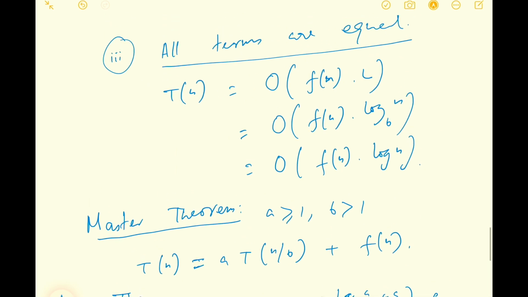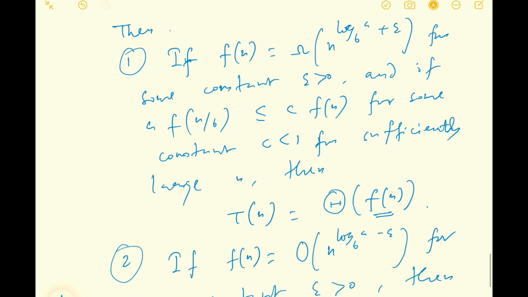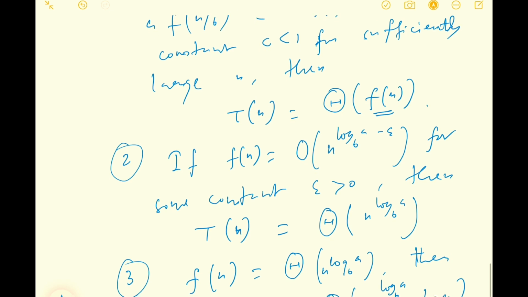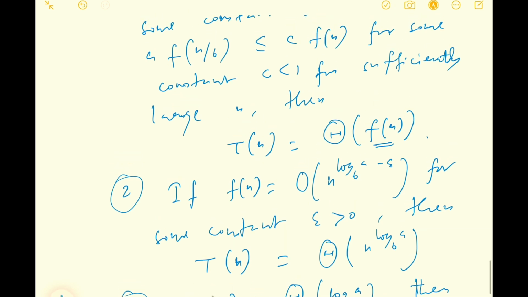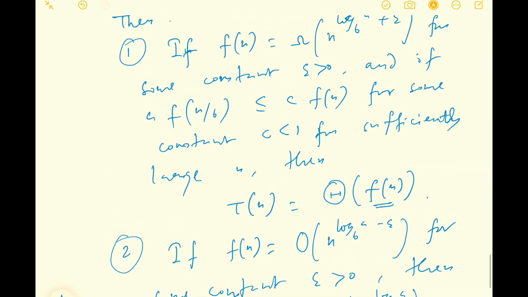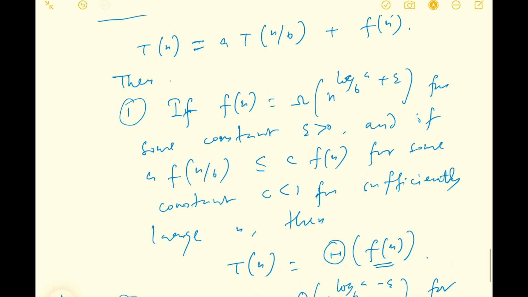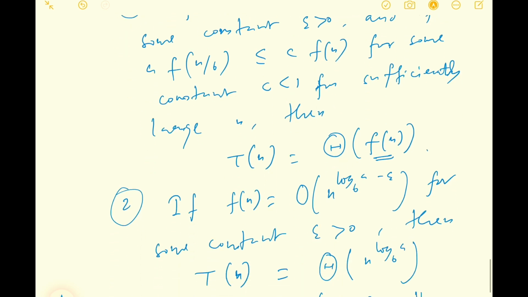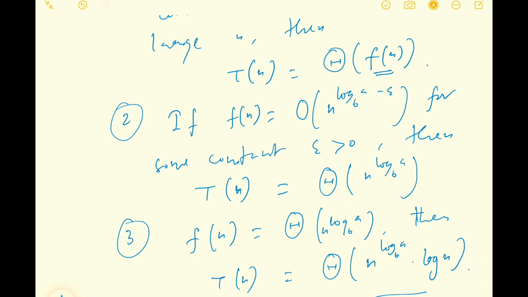So this third case corresponds to the third case here. I leave the proof to you. It is very easy. You just simply expand, just draw the recursion tree if a is not an integer, and then you see that the series that you get, the GP series, will become an exponentially decreasing series in the first case. In the second case, it will be an exponentially increasing series, and then in the third case, all the terms will be equal. So that's how you prove the master theorem.